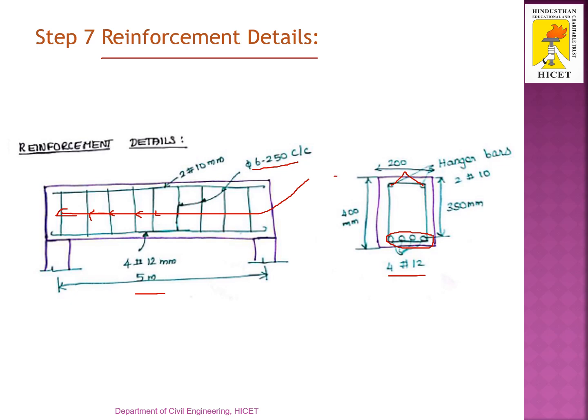Then our overall depth of the beam section is equal to 400 mm. Then the effective depth, that is from the top surface to the center of the bottom reinforcement, is called the effective depth, small d. Small d is equal to 350 mm. Then the breadth of the beam is equal to 200 mm. So these are the reinforcement details.